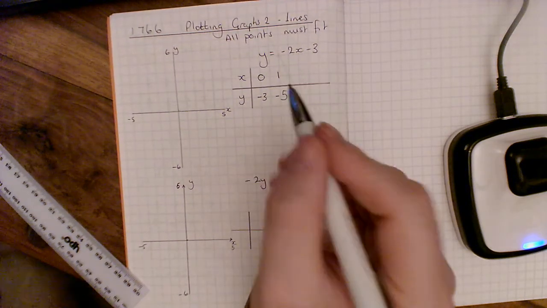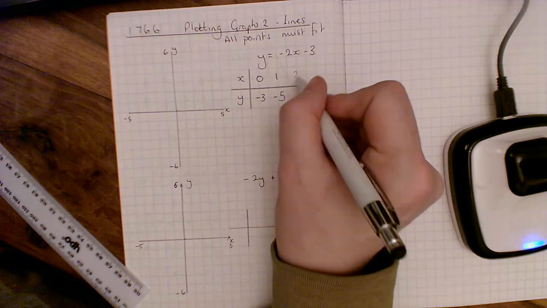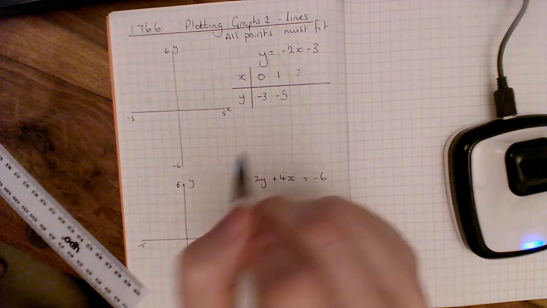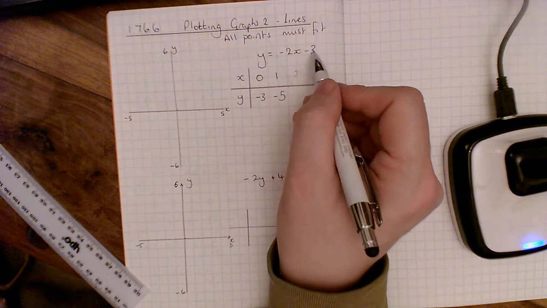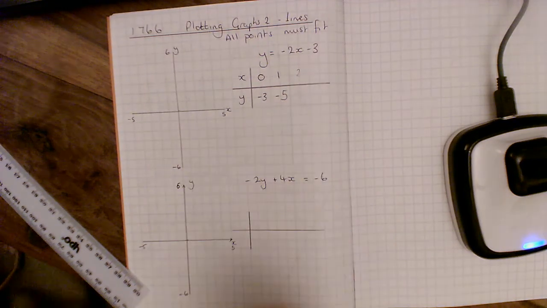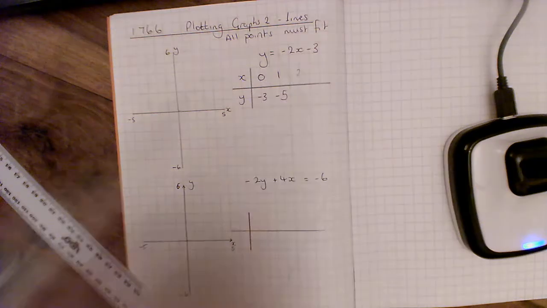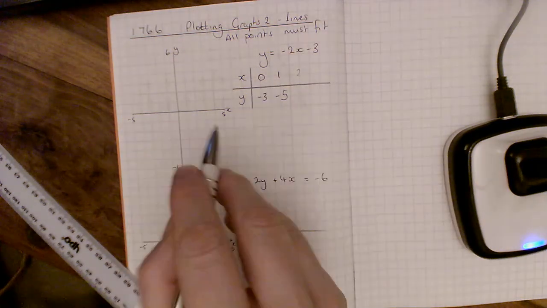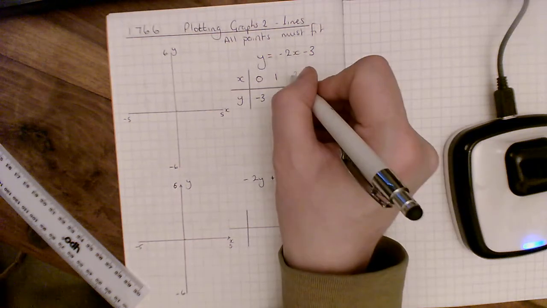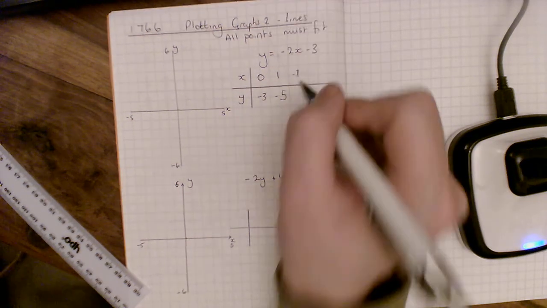Now let's say I put 2 here. 2 2s are 4, I've got minus 4, take away 3 is minus 7. Now that doesn't fit on my axis, so I can't have 2 there, and obviously I can't have anything bigger. So I'm going to have to go down to negative numbers. So let's try minus 1.